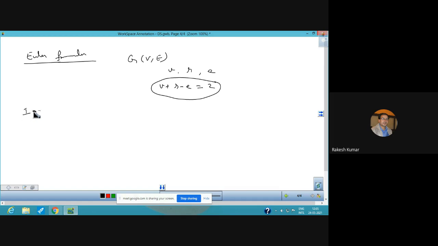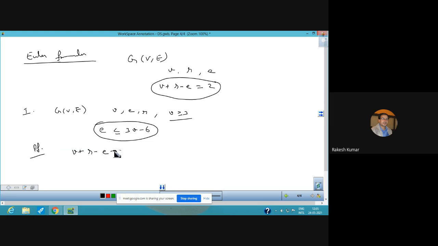So result number one is: let G be a connected planar graph, which is simple, with the standard notation. The standard notation means V vertices, E edges and R regions. It is also given that the vertices are greater than or equal to 3. Then the number of edges should be less than or equal to 3v minus 6. This is what we want to prove. So for the proof of this, we shall use Euler's formula. The equation of Euler's formula is this. This is equation number one.